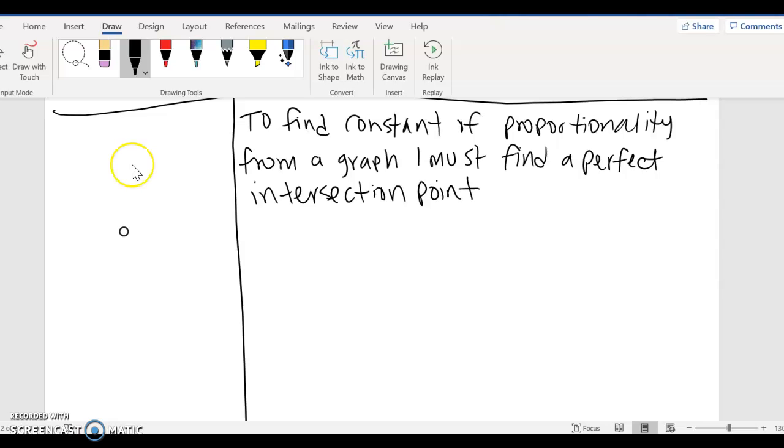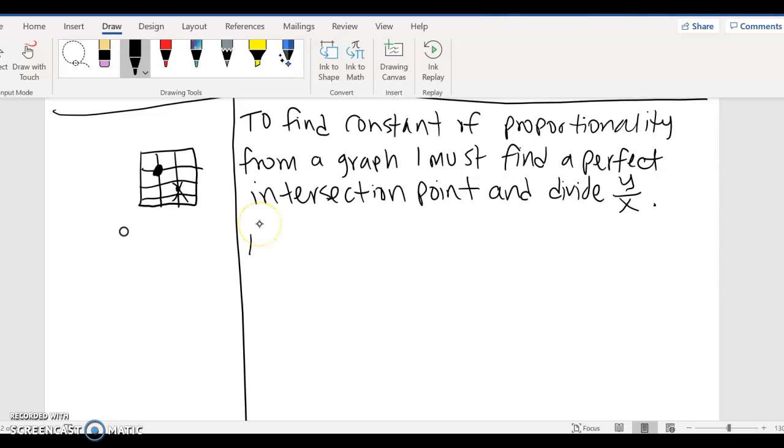So what I mean by that is when you have your little grid on your graph that you're looking at, okay, you would want to pick a point that's right spot on an intersection. You would not want to pick one that's kind of halfway between. We would not want that. Okay, so we find our perfect point, and then it's business as usual. We would divide y over x.